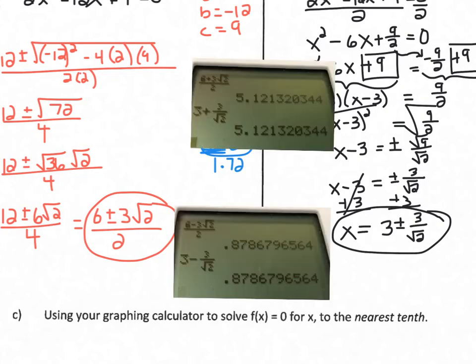See, so if you look, when I plugged in 6 plus 3 radical 2 over 2 and plugged in 3 plus 3 over radical 2, look, they were equivalent. And same thing here when I plugged in with the minus sign, right? When I plugged in this with the minus and this with the minus, they are equivalent, so they equal out.